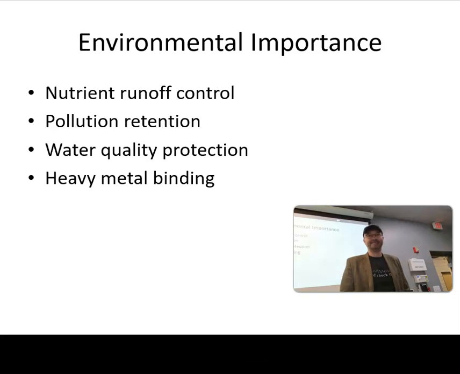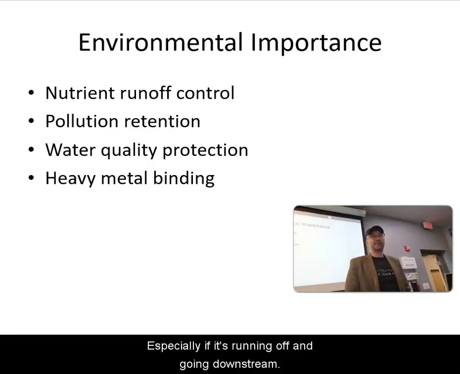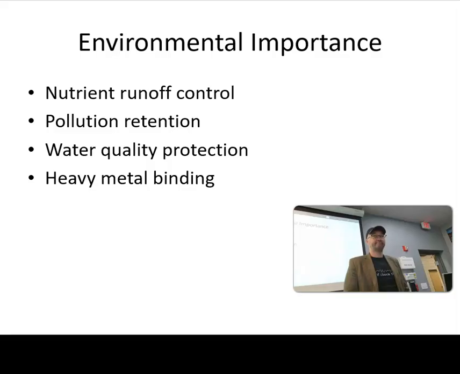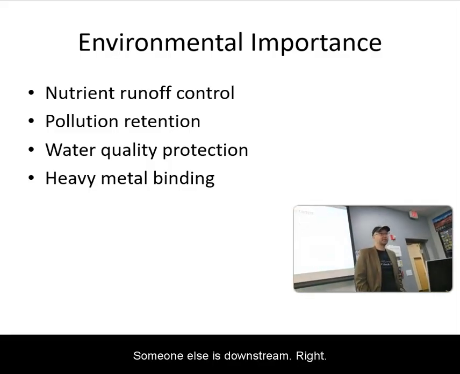Any thoughts? Why is too much nutrients in the water not a good thing, especially if it's running off and going downstream? What's downstream? Ocean eventually, yeah. We'll talk about that in a moment. That's a really good one. But let's talk locally first. Someone else is downstream, right?